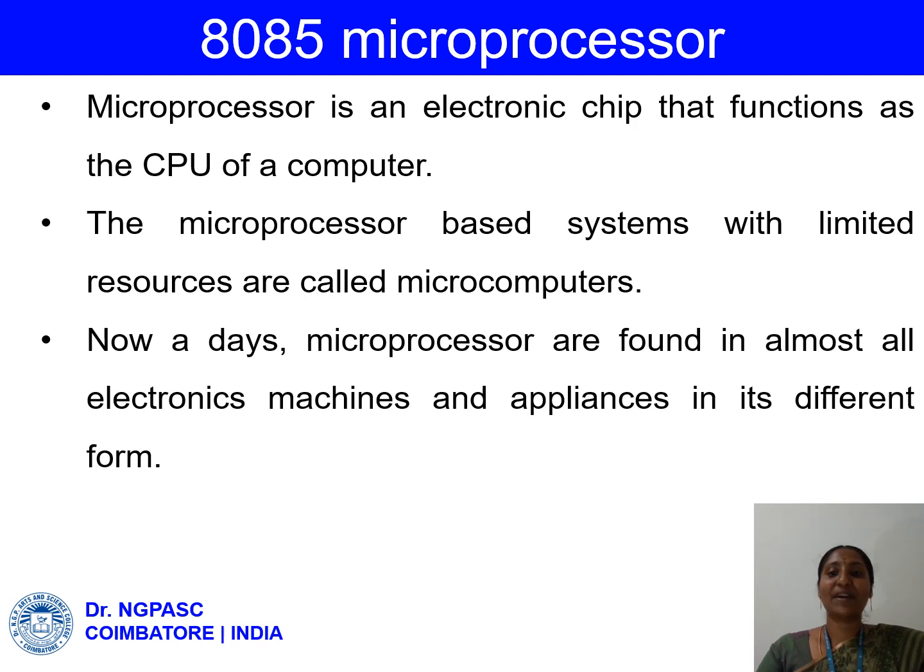So what is 8085 microprocessor? It is an electronic chip that functions as a CPU of a computer. One can call the microprocessor the heart of any computer system. The microprocessor based system with limited resources we call a microcomputer. Nowadays we use microprocessors in all electronic machines, like common devices in houses such as washing machine, oven, mobile phone, and in workplaces like computers, printers, automobiles, fax machines, Xerox machines, and also in advanced devices like radar, satellite, flight, etc.